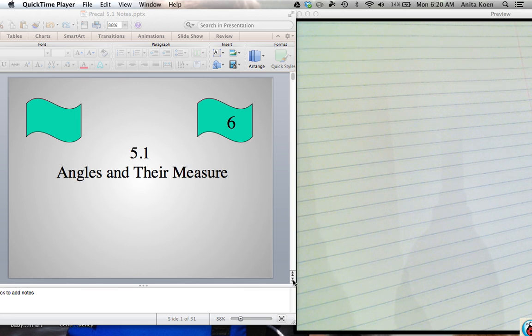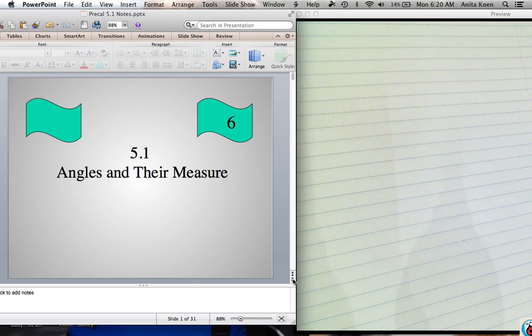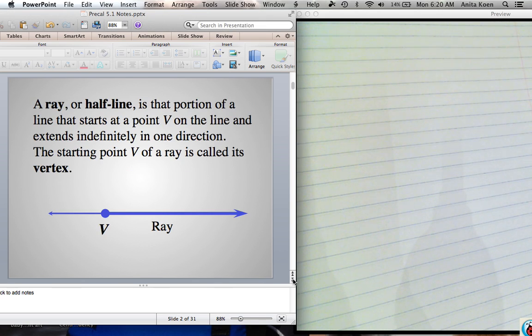Today's lesson will be on angles and their measure. A ray, which you studied in geometry, which is sometimes called a half line, is a portion of a line that starts at a point V on the line and extends indefinitely in one direction. The first thing I want you to realize here is that a ray has a starting point. The starting point V of a ray is called its vertex.